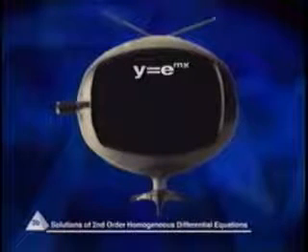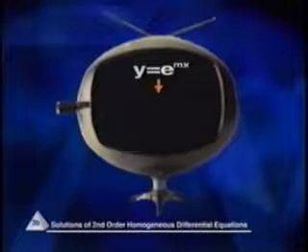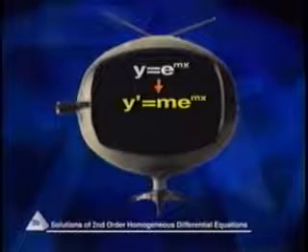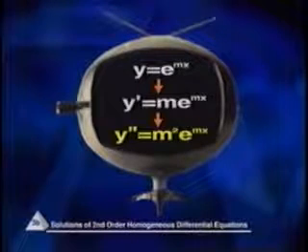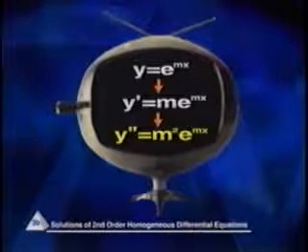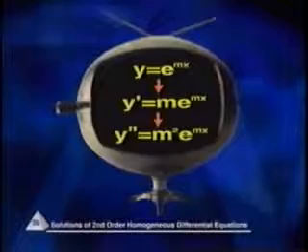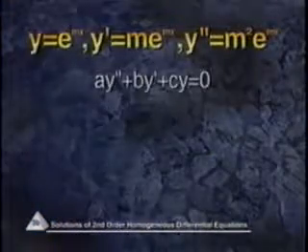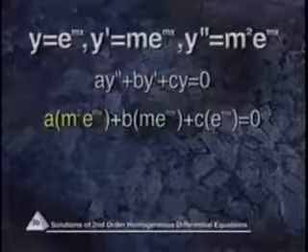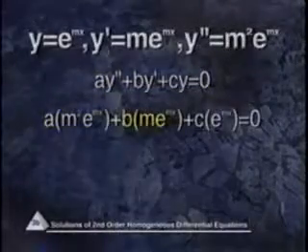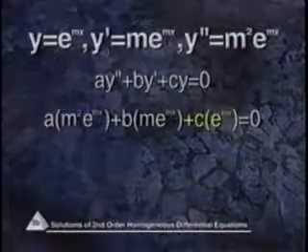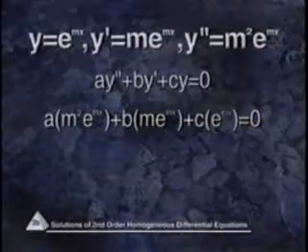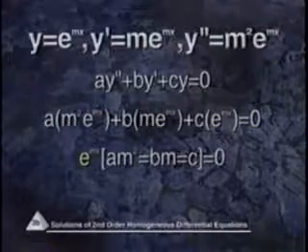Taking y equals e to the mx and differentiating once, we get y prime equals m times e to the mx. Differentiating again, we get y double prime equals m squared times e to the mx. Now we can plug all this into the equation and see what we get. Plugging y and its derivatives into the differential equation, we get a times m squared times e to the mx plus b times m times e to the mx plus c times e to the mx equals 0. Notice that we can easily factor out an e to the mx.